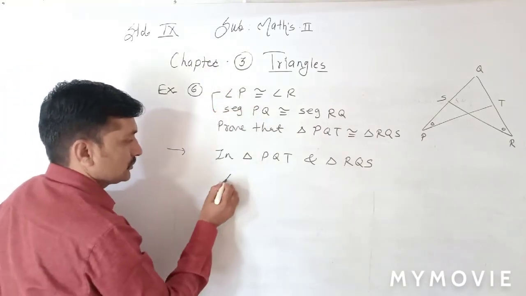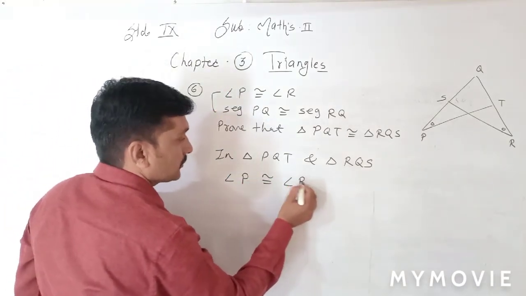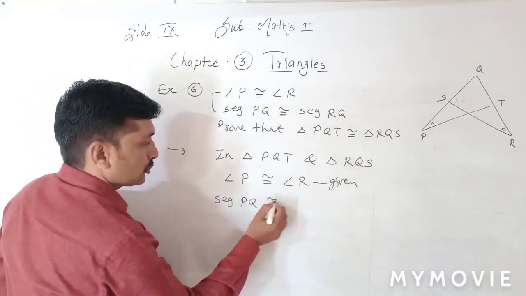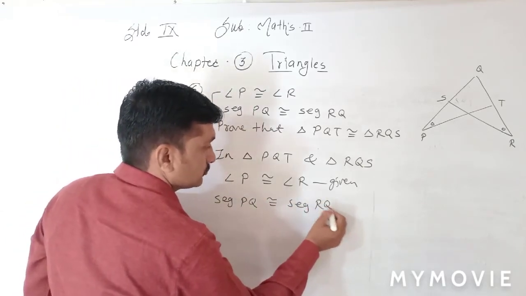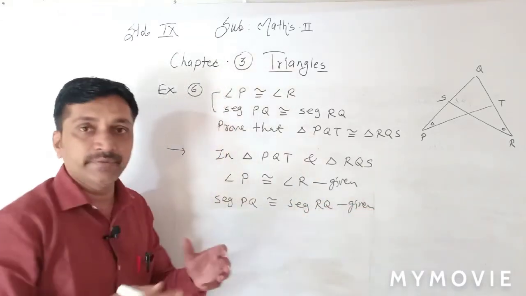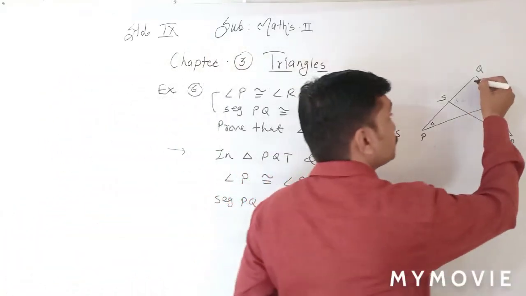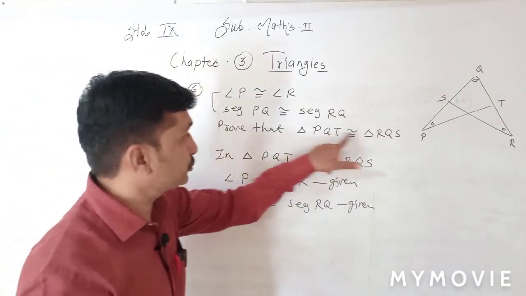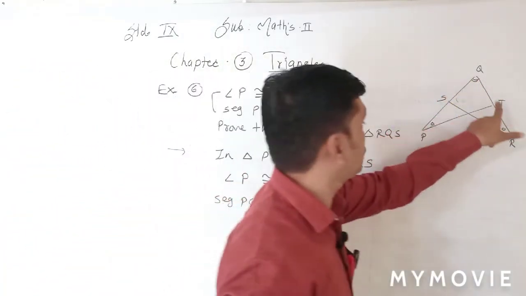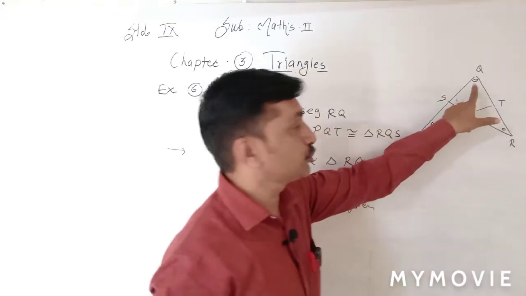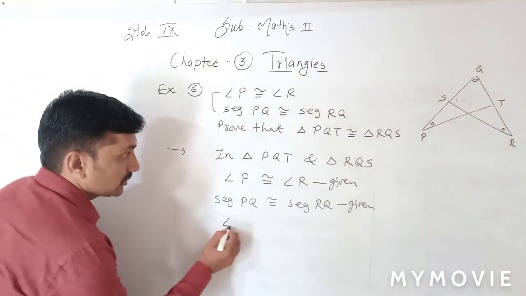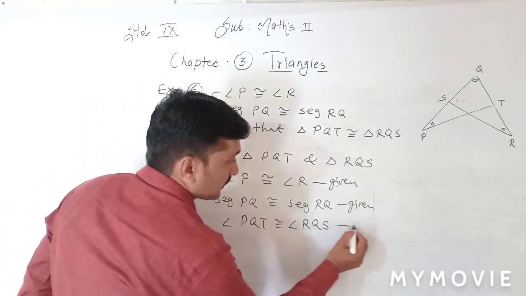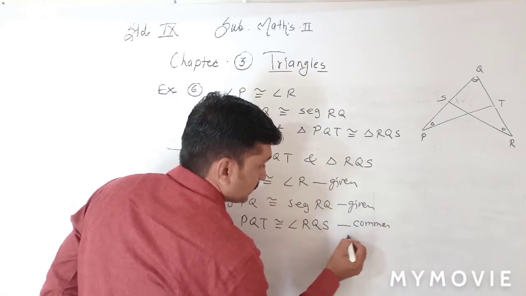Let's write given first. Angle P congruent angle R, given. Seg PQ congruent seg RQ, it is also given. And the third element that we want is angle Q. This is a common angle in both. Here you see Q, here Q. In PQT and RQS, Q is common in both. Third element: angle PQT is congruent with angle RQS, and support: common angle.